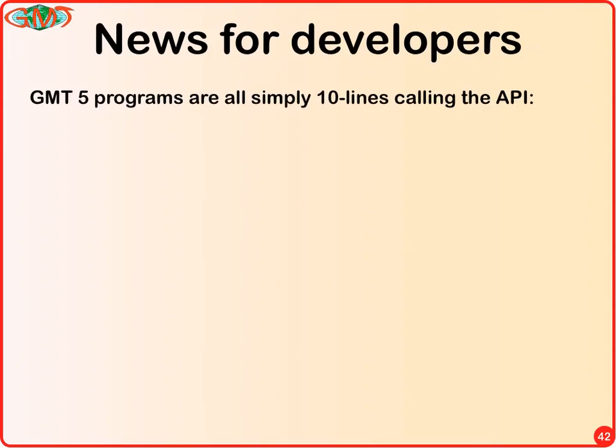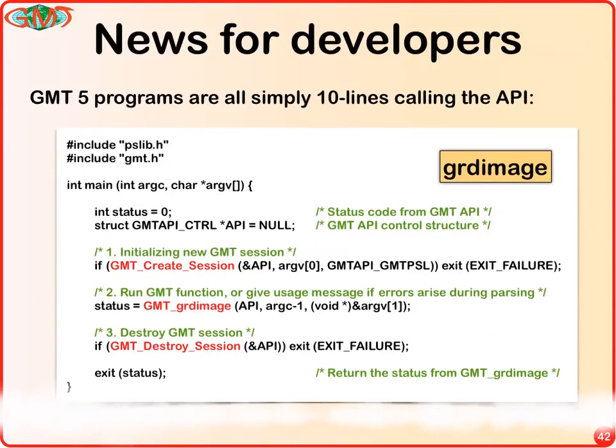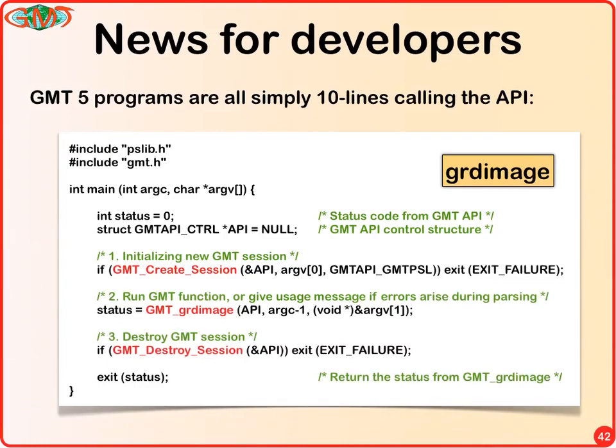That means all GMT5 programs are simply a 10-line program. It looks like this. This is grdimage. It has 10 lines of code if you exclude the green comments, but really it's just 3 lines that are doing something. We create a GMT session. We call one or many GMT API functions. This one is grdimage, and we destroy the session. So this code gives you the old grdimage feel and functionality. And all the GMT programs look like this because all the actual stuff is hidden in the API, and you can get to the API with very simple calls.